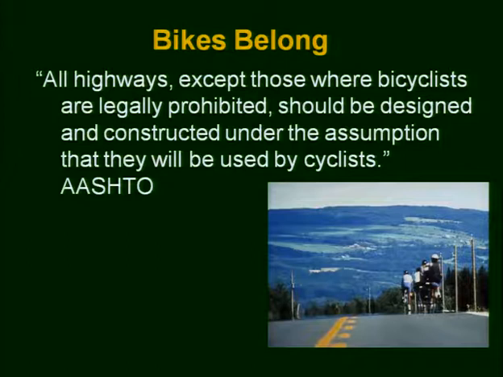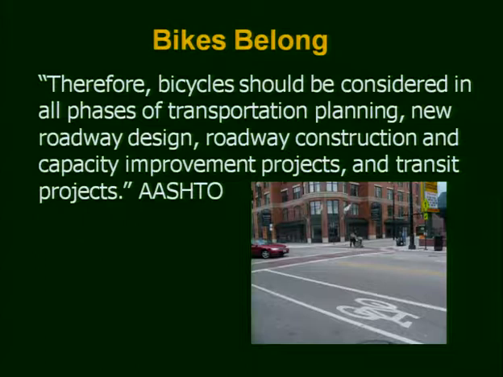Bicycles, AASHTO, the ones that the highway engineers say that all highways, unless they're legally prohibited, like some interstates, not all but some, are constructed on the assumption that bikes will be there. Which means you have to plan, design, construct, maintain, operate your streets under the assumption that there will be bicycles on all of them, because there are places that bicycles want to go. There are destinations on those streets, the bicycles will be there. That's the only way you can get to the destination.